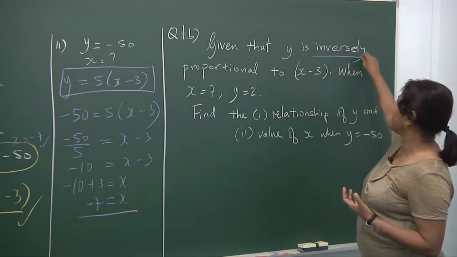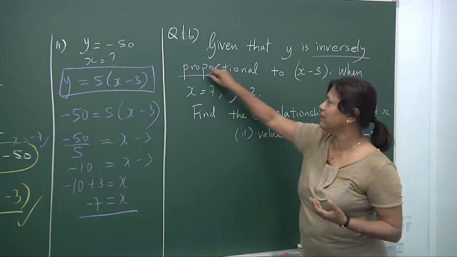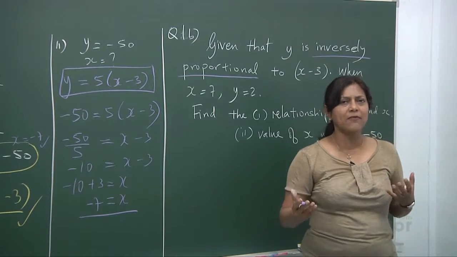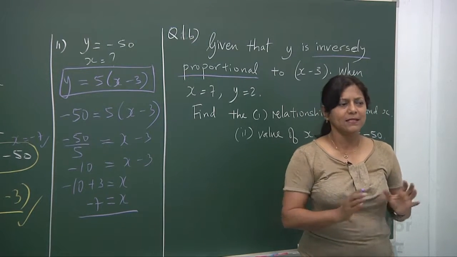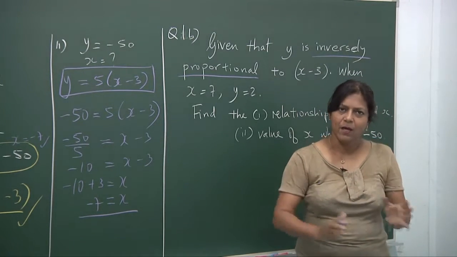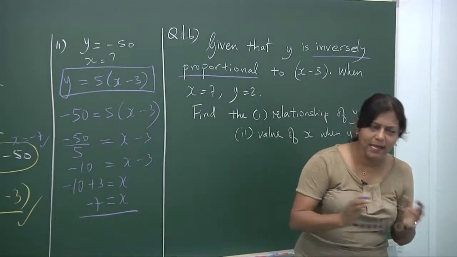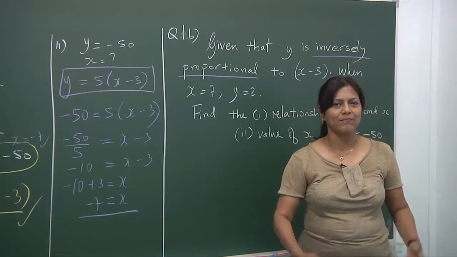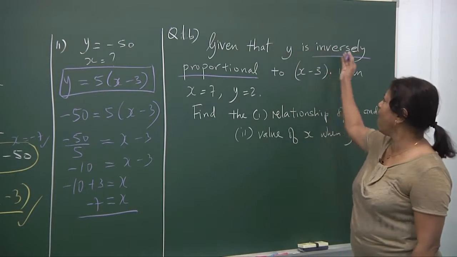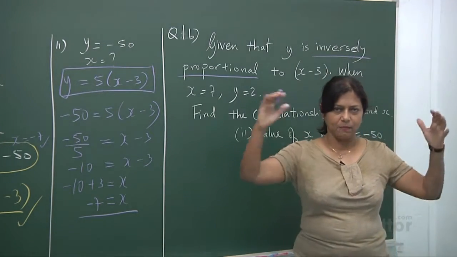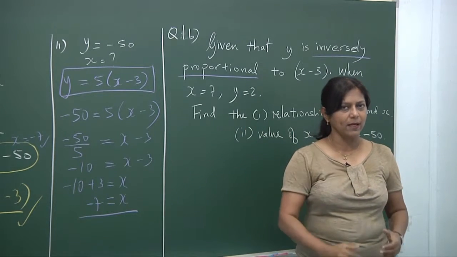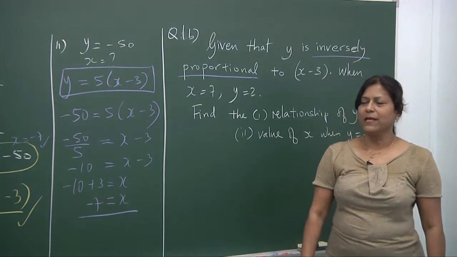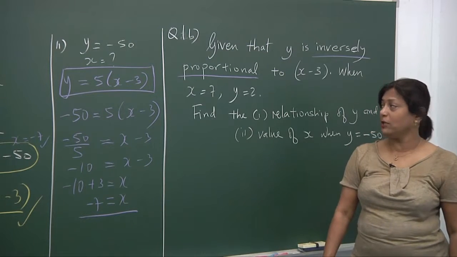Let's look at it. It's inversely proportional. What is the difference between direct and inverse? Direct means when x gets bigger, y gets bigger. When x gets smaller, y gets smaller. That's a direct. Inverse is the opposite way. When x gets bigger, y gets smaller. Alright? So that's an inverse relationship.